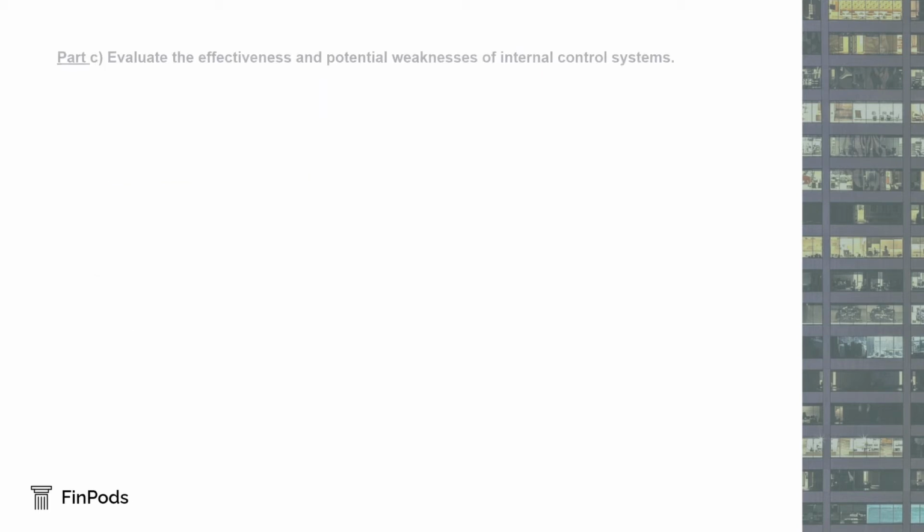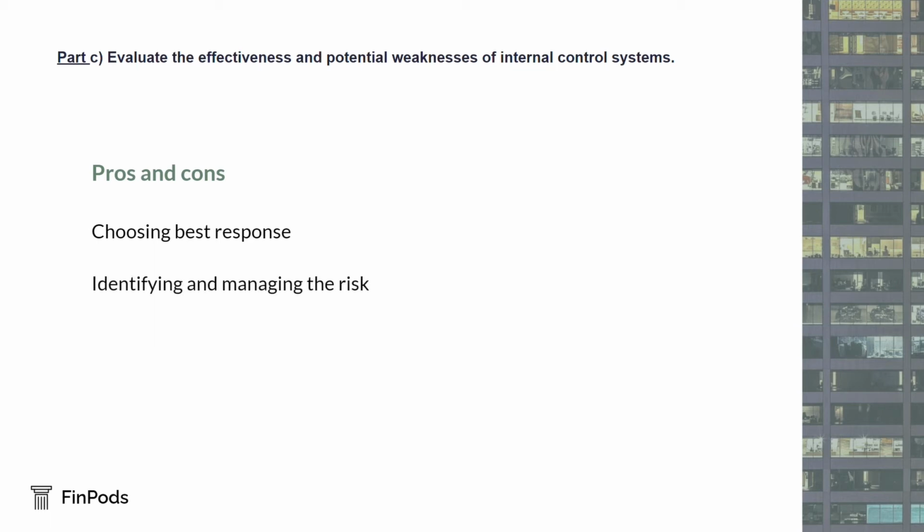Part C. Evaluate the effectiveness and potential weaknesses of internal control systems. The advantages of internal control systems are alignment of risk appetite with strategy, linking growth with risk and return, choosing the best response for risk situations, minimizing surprises and losses, identifying and managing the risks across the organisation, providing responses to multiple risks, helping in seizing the opportunities and rationalizing the use of capital.